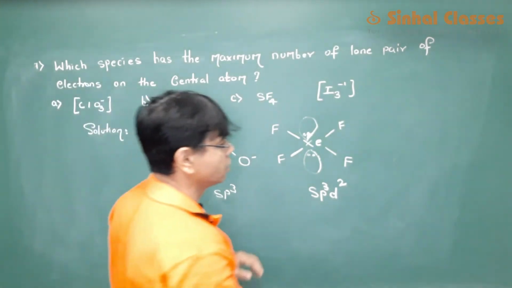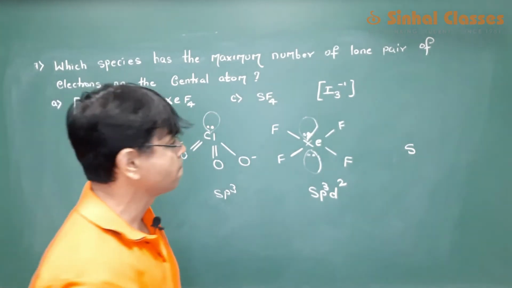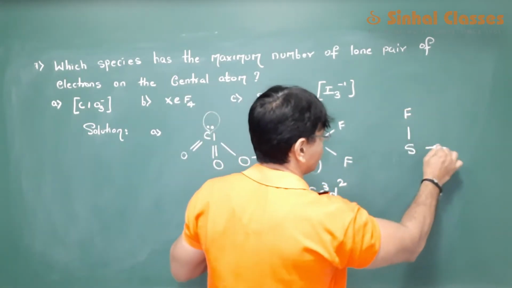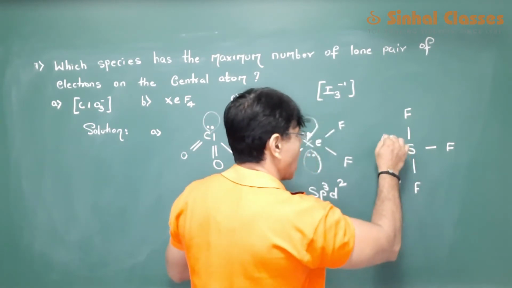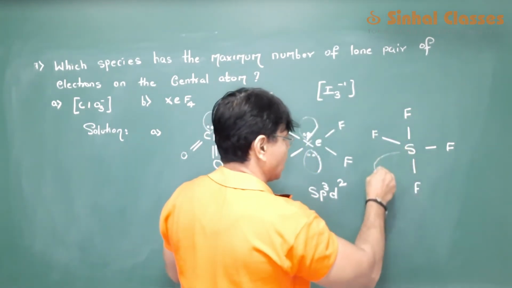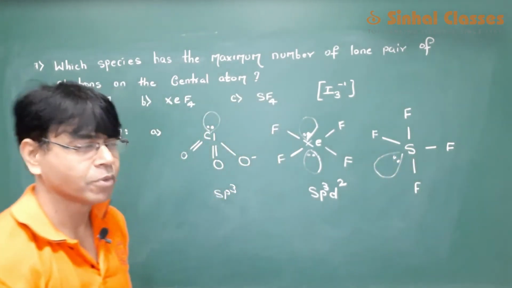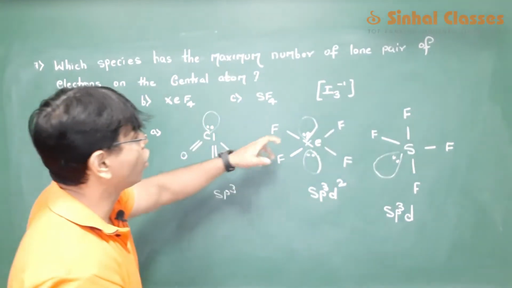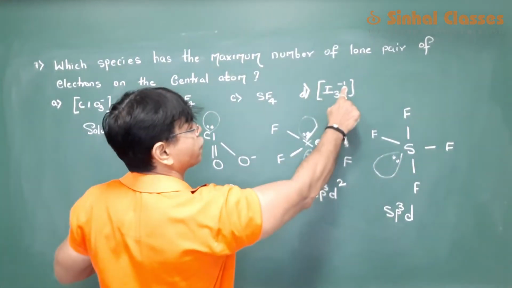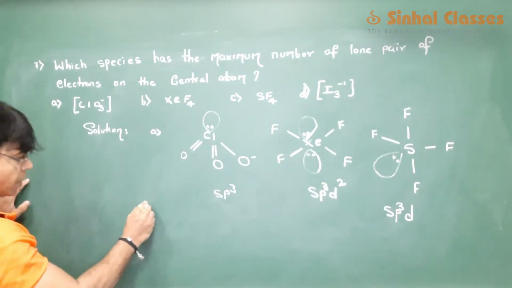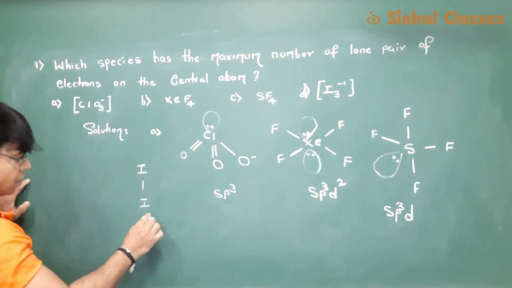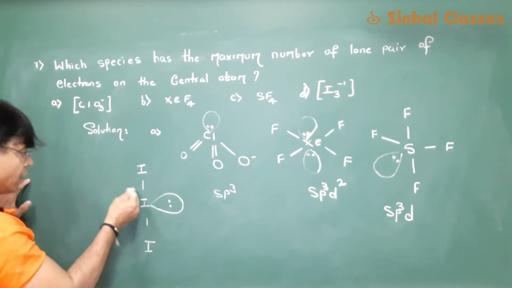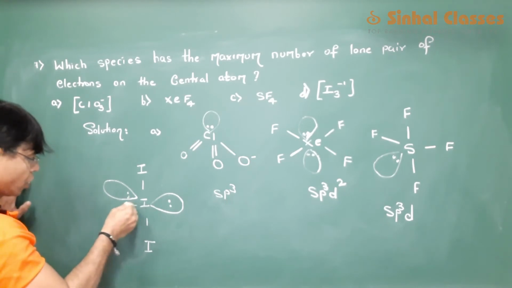Now SF4, sulfur has 6 electrons in its outermost shell. So observe it. It has 4 fluorine, 1, 2, 3 and 4 fluorine. Now this is the lone pair present here on sulfur. So this is sp3d hybridization. The fourth one, D, is I3 minus. I am drawing it here. It is I with I, and it has 3 lone pairs. 1 lone pair, 2 lone pairs and the 3rd lone pair.